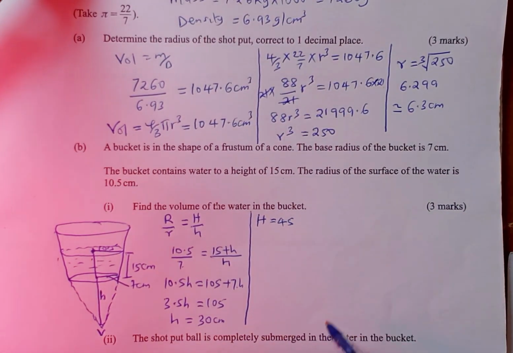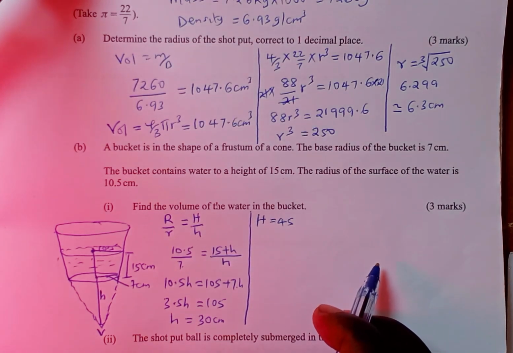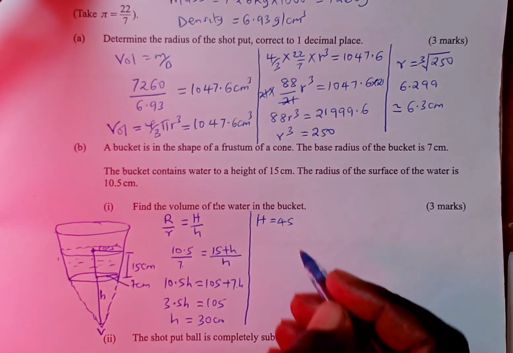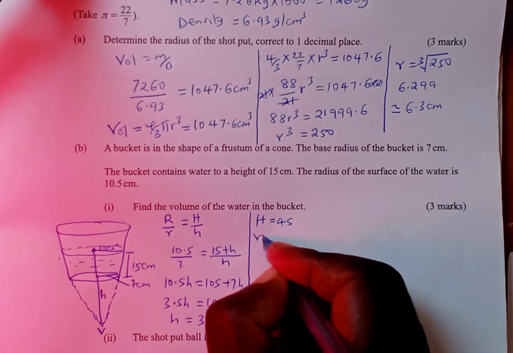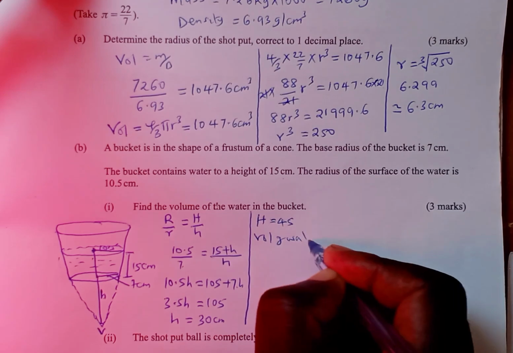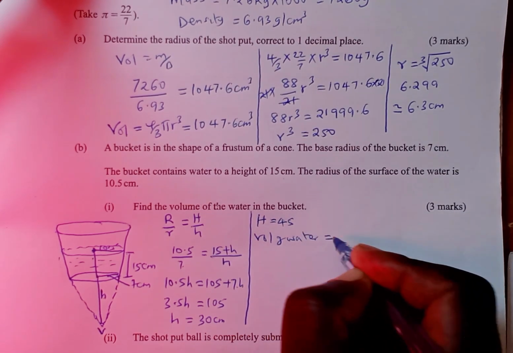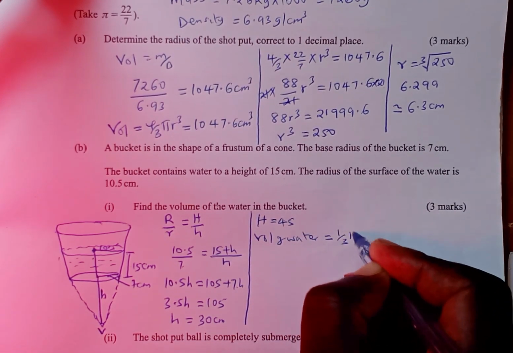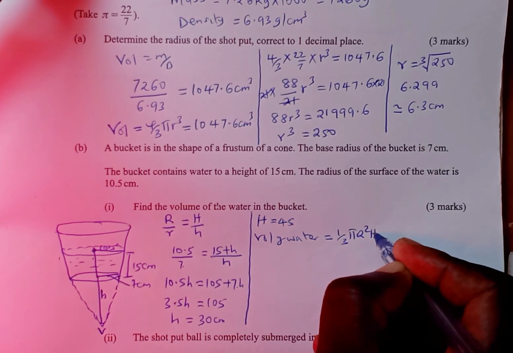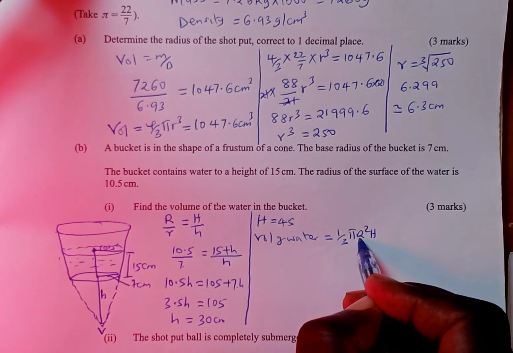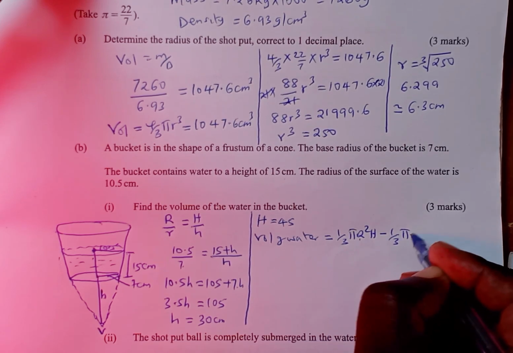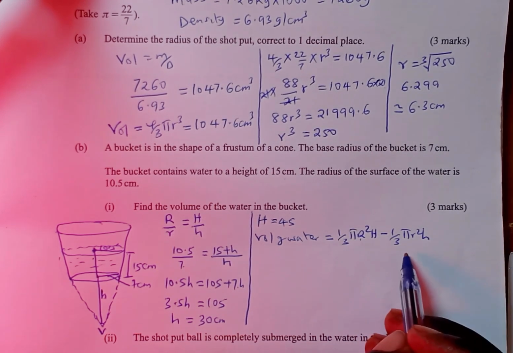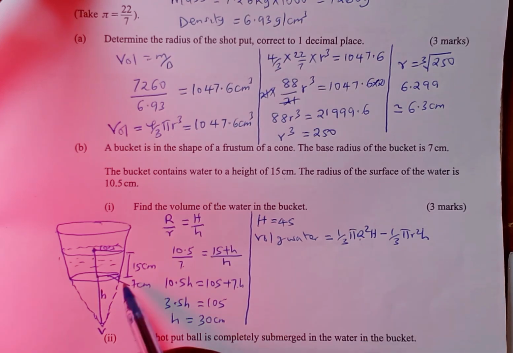Once we have the two heights, that is the height of the smaller cone and the height of the bigger cone, we proceed and get the volume of the bucket. To get the volume of water in the bucket, we simply take the volume of the larger cone, which is a third pi r squared h. We are using capital R and capital H for the bigger cone, minus a third pi r squared h, and this is the volume of the smaller cone, the one that we have just formed here.